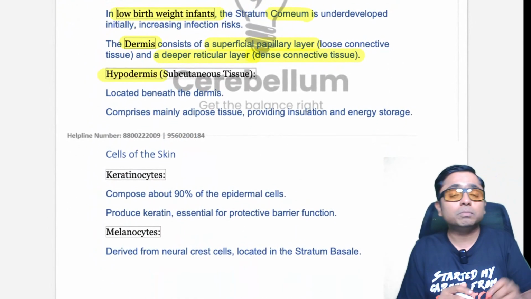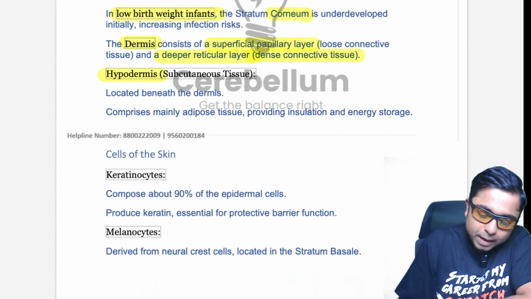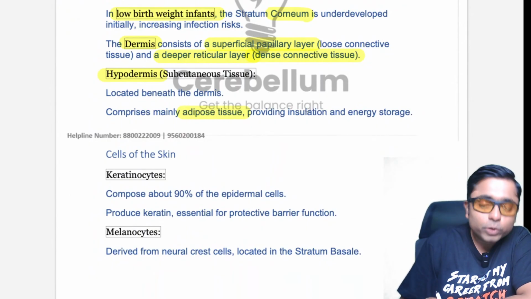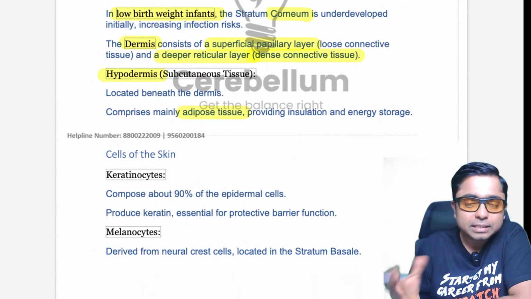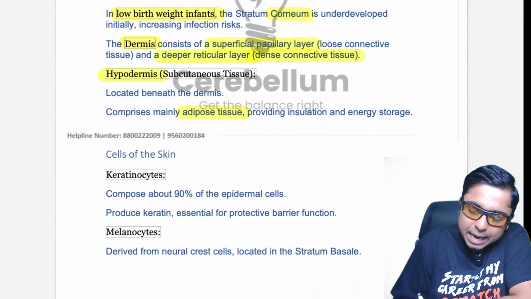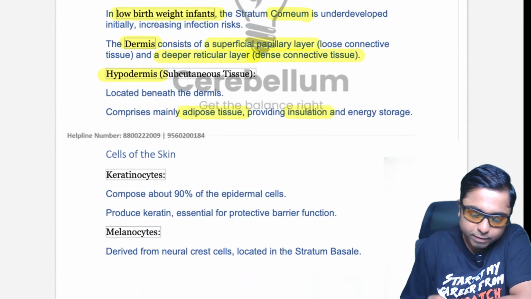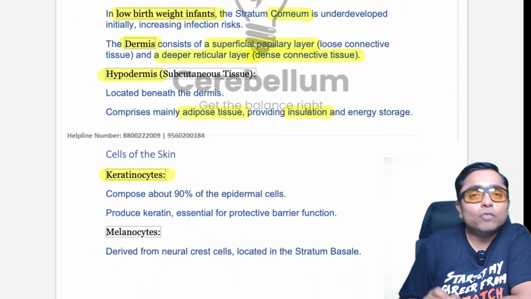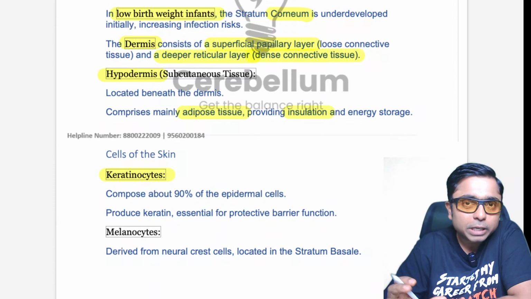Next is the hypodermis, which is also called subcutaneous tissue, or panniculus. And remember, this consists of fat cells, also called adipocytes. It is also called adipose tissue, and it provides insulation and energy storage in the form of fat.